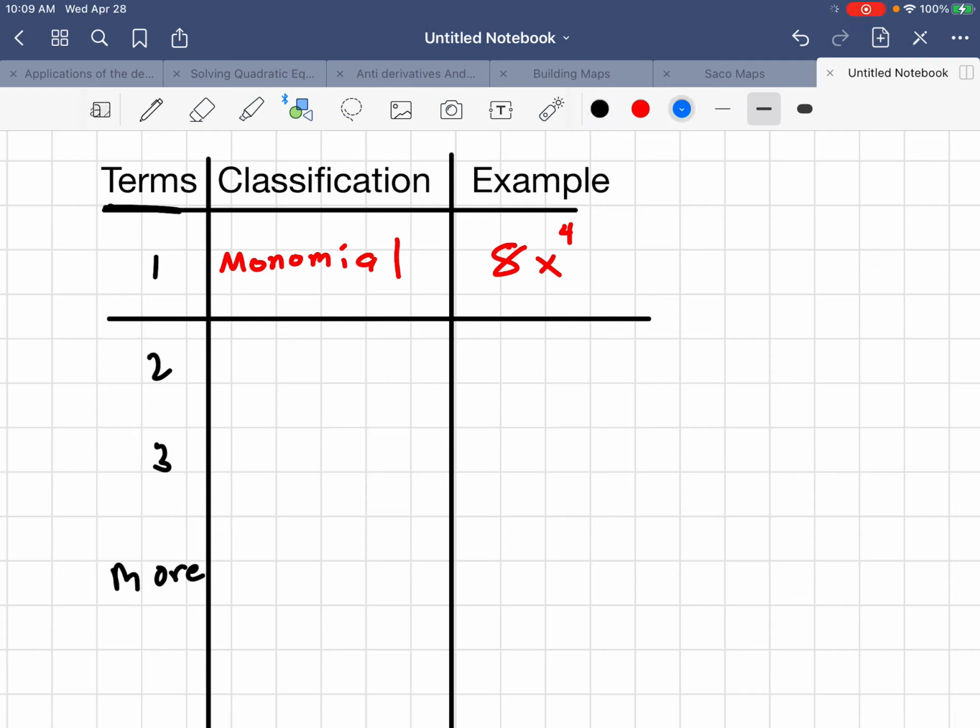If we had two terms, like 4 minus 3x, there's two terms separated by an addition or subtraction. The prefix bi means two terms, binomial.